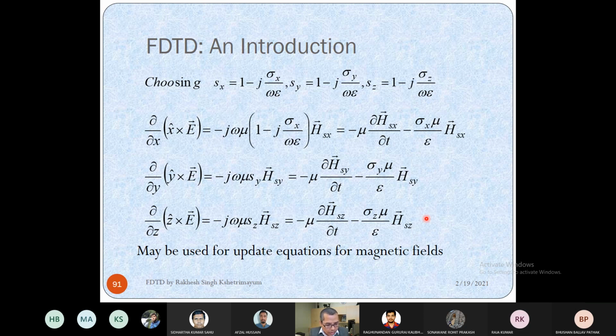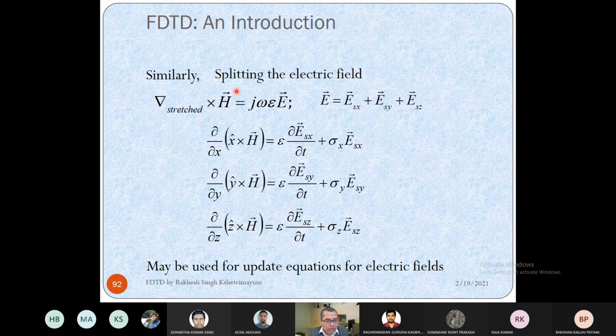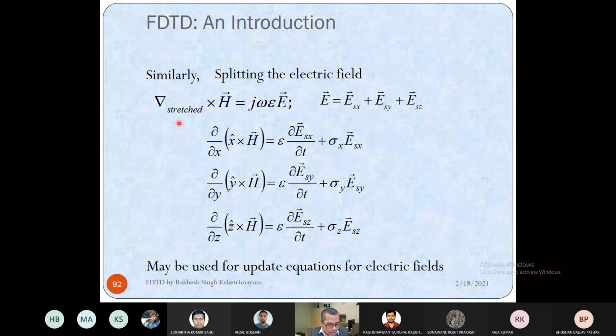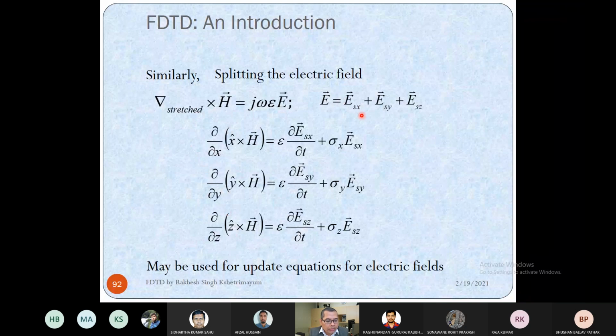So you can also split the electric field for the next Maxwell curl equation. Del cross product with H is equal to j omega epsilon E. Here I will have on the left hand side the first term, second term, third term. I transfer the 1 by Sx to the right hand side, 1 by Sy to the right hand side, and 1 by Sz to the right hand side. And split the electric field. We have this electric field and I split it into split x, split y, split z.